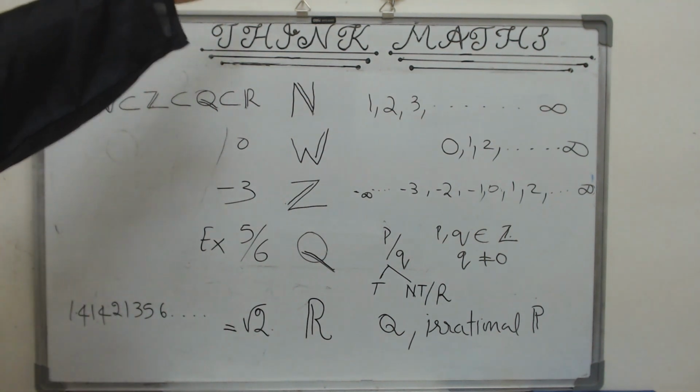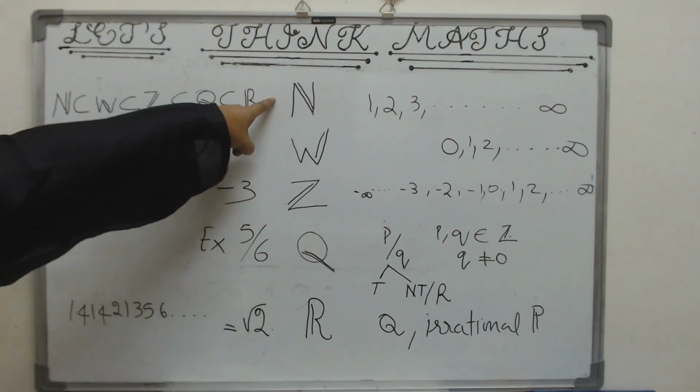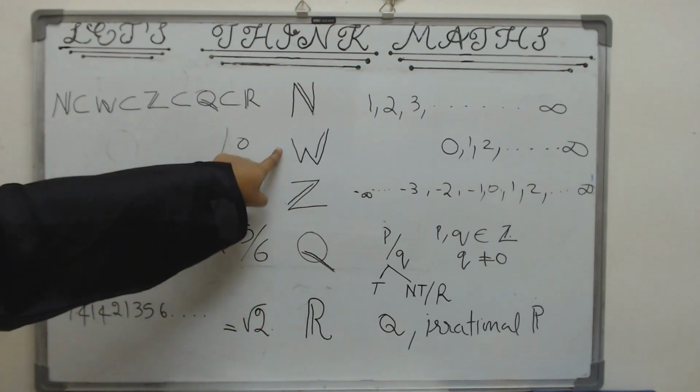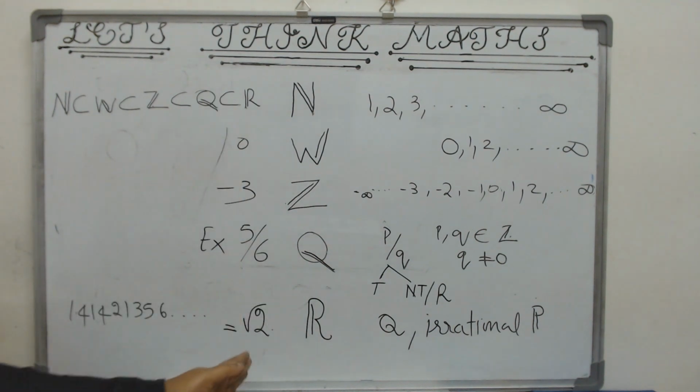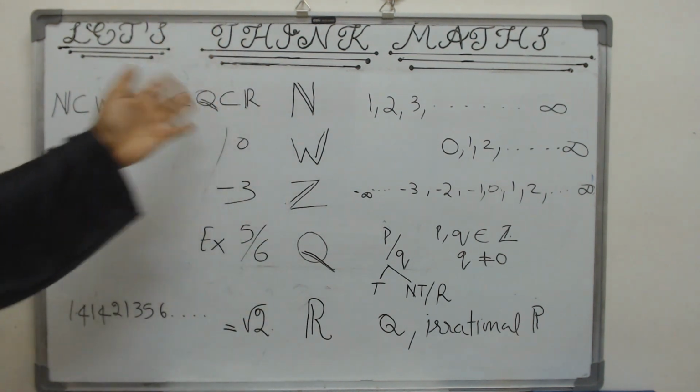So remember these examples. And now the inclusivity works this way. Every natural number is all of this. Every whole number is all of this. This way the inclusivity works, but it does not work the other way round.